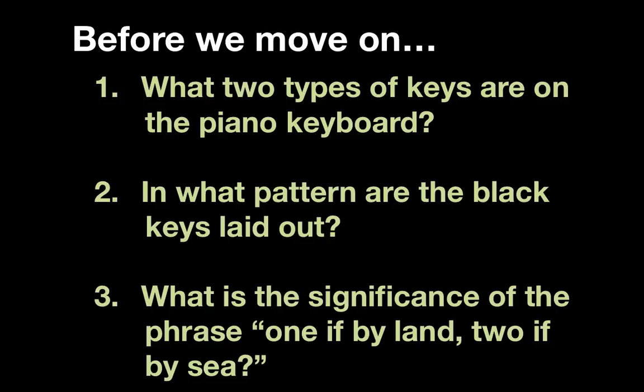Number three, what is the significance of the phrase, "one if by land, two if by sea"? The answer there is if you can find a group of two black keys, you go immediately to the left, and that white key is C. And then from there, you can fill in the rest of the musical alphabet, which enables you to know which letter is represented by any key on the keyboard. And that is all there is to the notes on the piano keyboard.